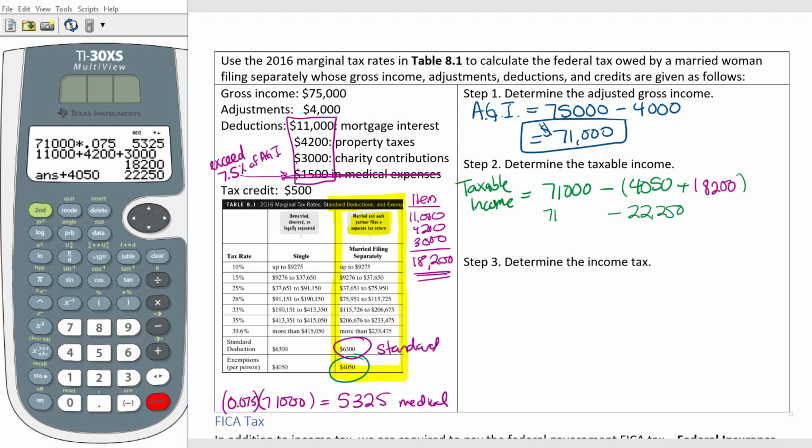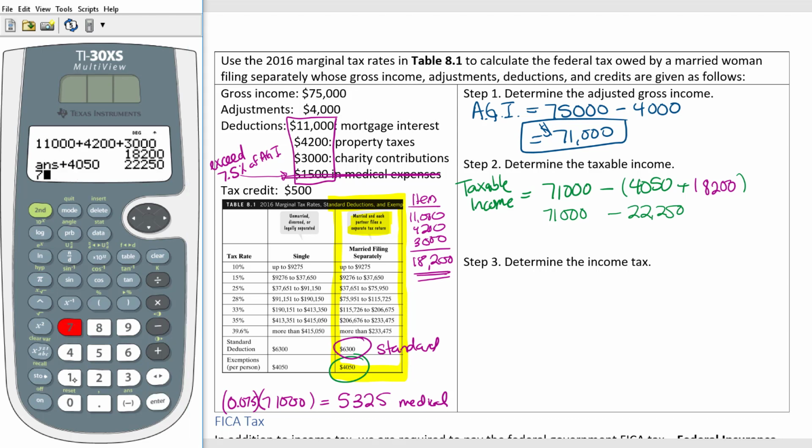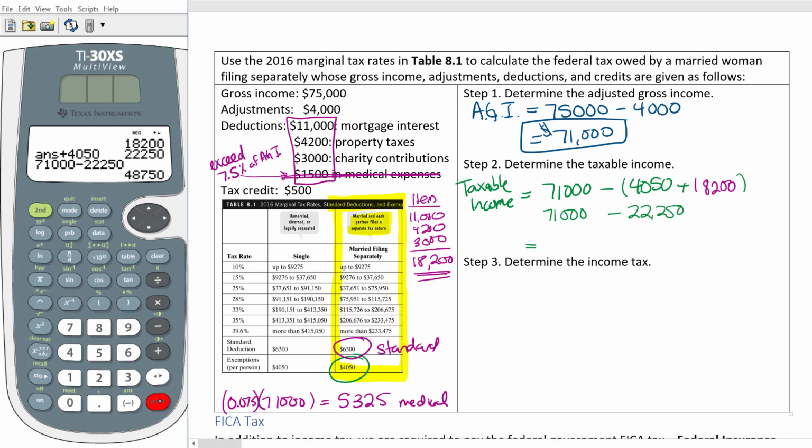and I'm still subtracting that from 71,000. So 71,000 minus 22,250, and the taxable income will be $48,750.